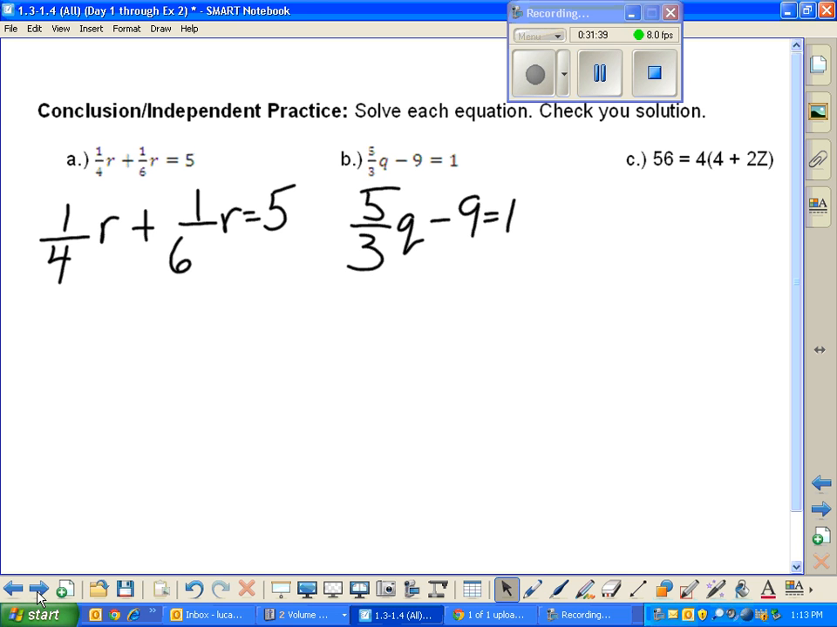And then part C wasn't typed in equation editor, so that one should be okay. If you could, try the LCD method. You could do it on A and B, but definitely on A. So I'd like you to go ahead and give that a try. We're going to go over those answers in just a minute.